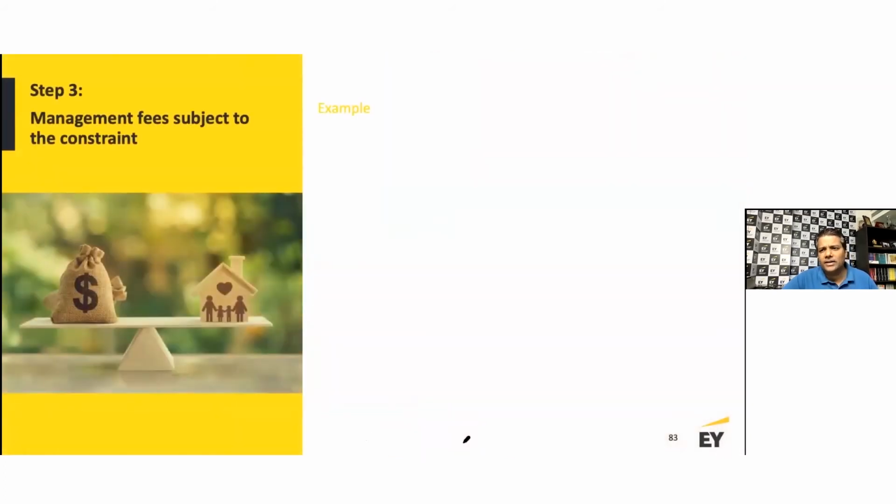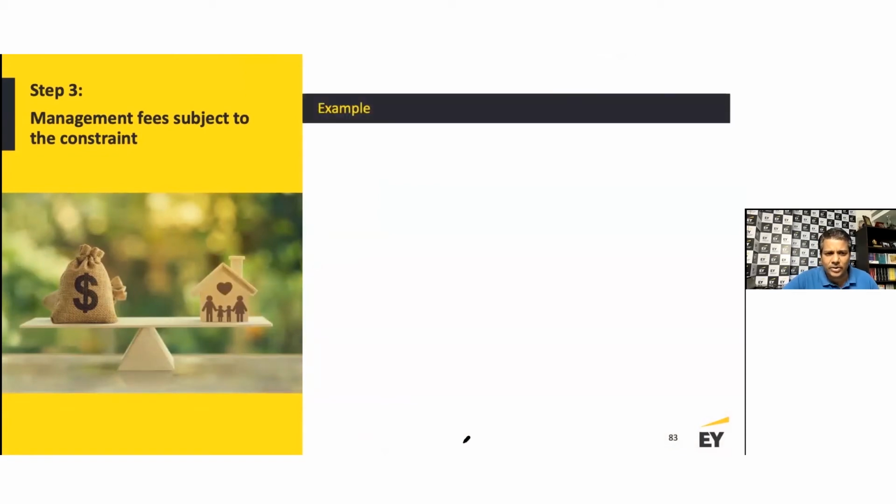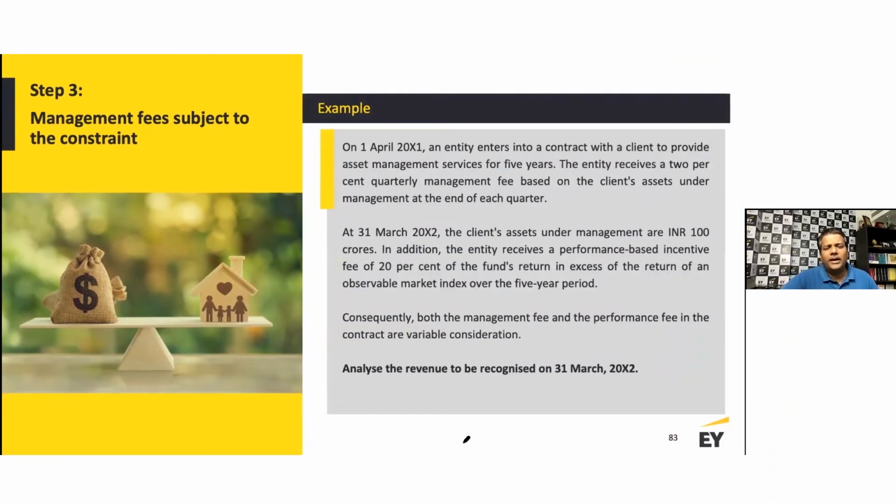Now let's look at another example. If there's a management fee which is subject to a constraint, right? So here on April 1, 2001, an entity enters into a contract with a client to provide asset management services for 5 years. The entity receives a 2% quarterly management fee based on the client assets under management at the end of each quarter. 2% is what I'm entitled to, right?